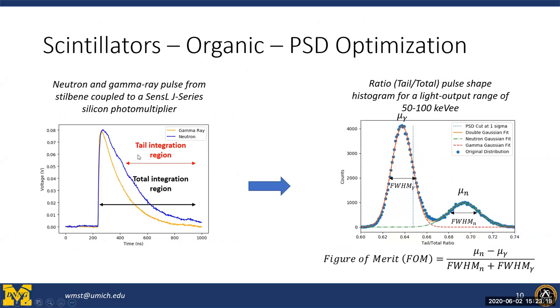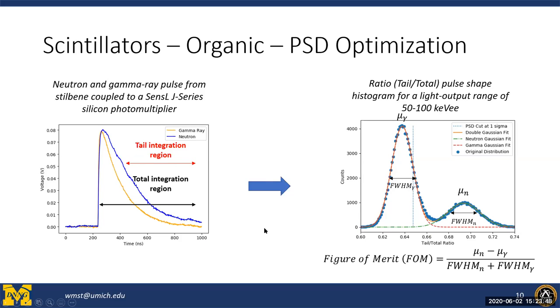So if we integrate, let's call this some kind of tail region, and then we have some kind of total region, if we then take the ratio of the tail and total regions, we'll see that we'll get a higher ratio for our neutron pulse than for our gamma ray pulse. And if we measure this many, many times for many different interactions and generate a histogram of them, we'll eventually see a distribution of these pulse shapes.